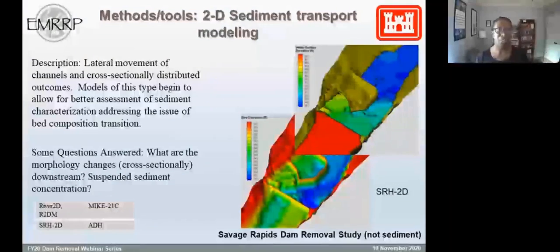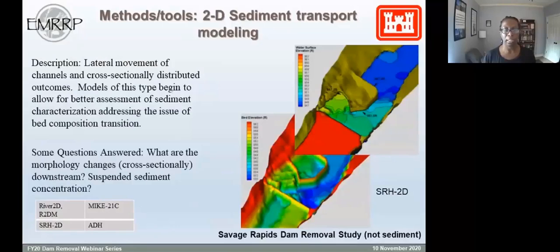Next, we'll talk about 2D sediment transport modeling. Now we're starting to get into a more resolved system. You can see here in the figure, which is for SRH-2D, a Savage Dam removal study. I should mention that this is not sediment.